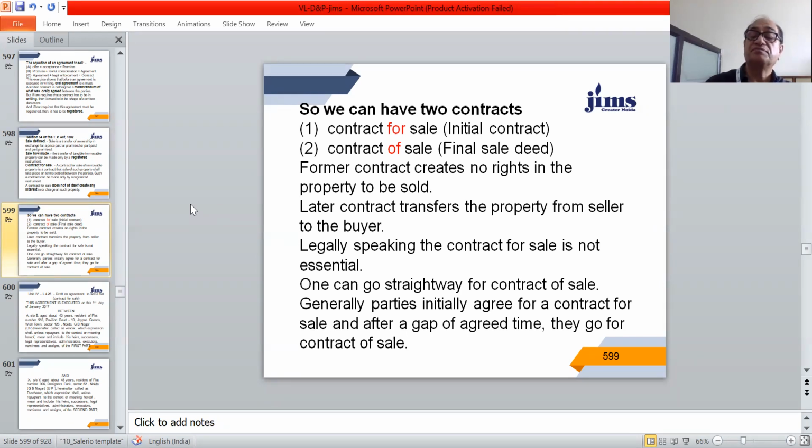And if some law says that permission of certain authorities is required for sale of property, then during this period that permission can be obtained.